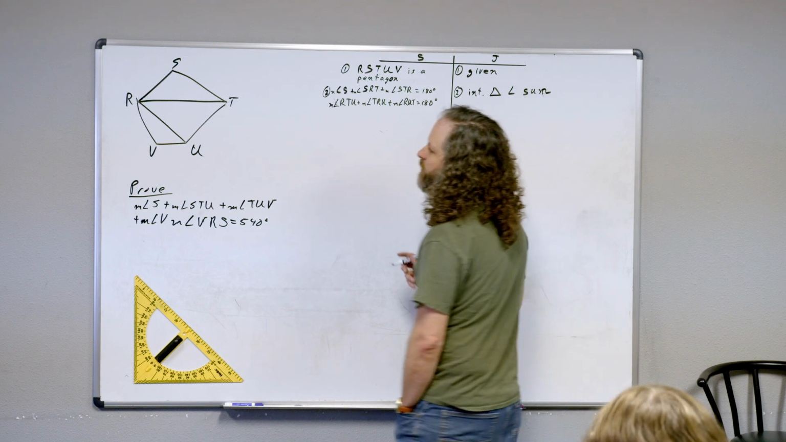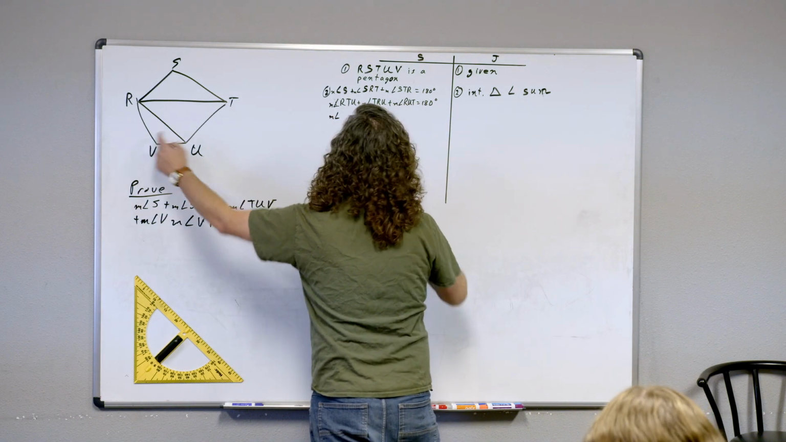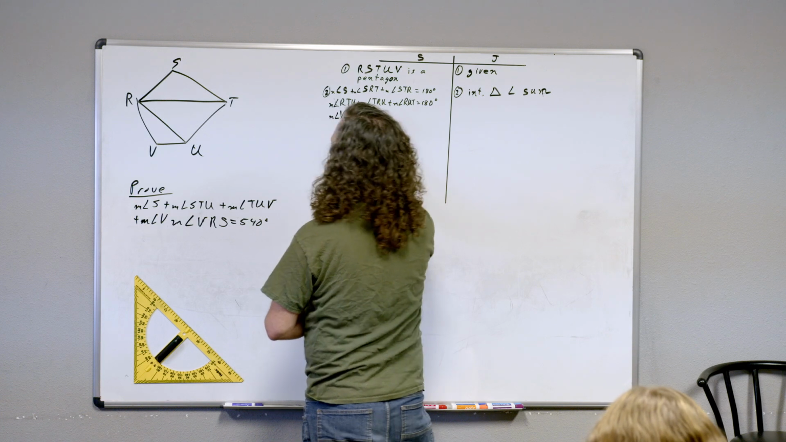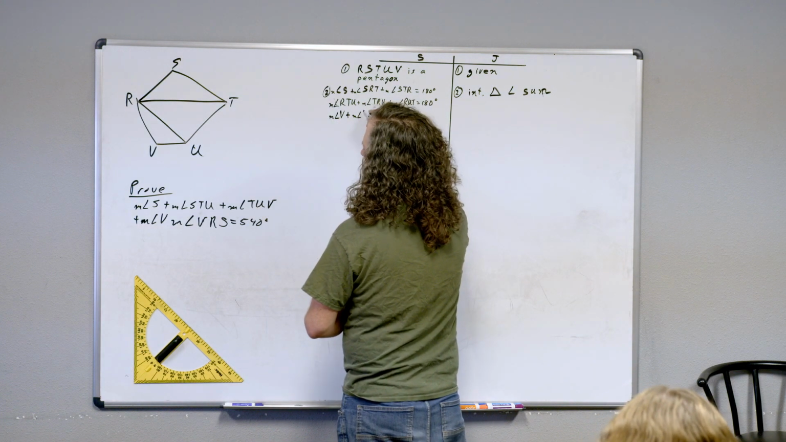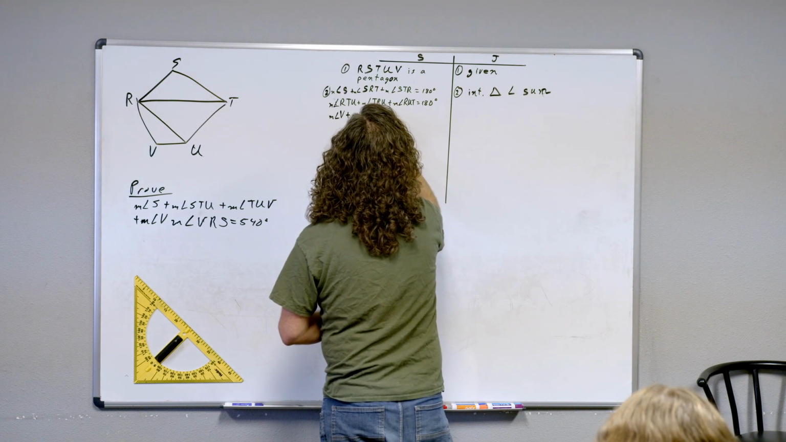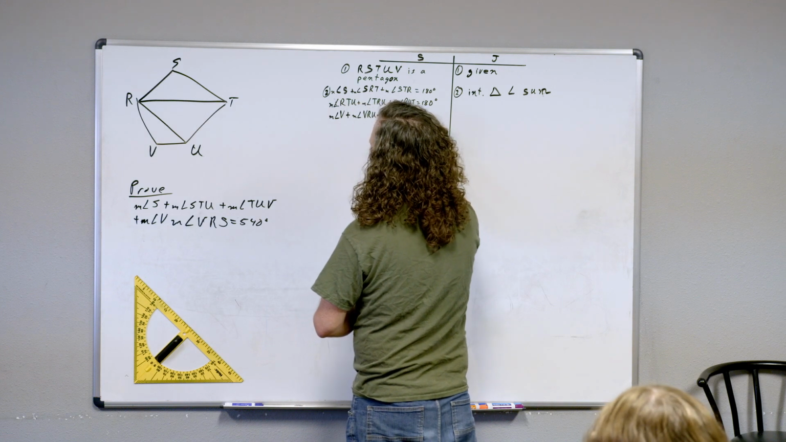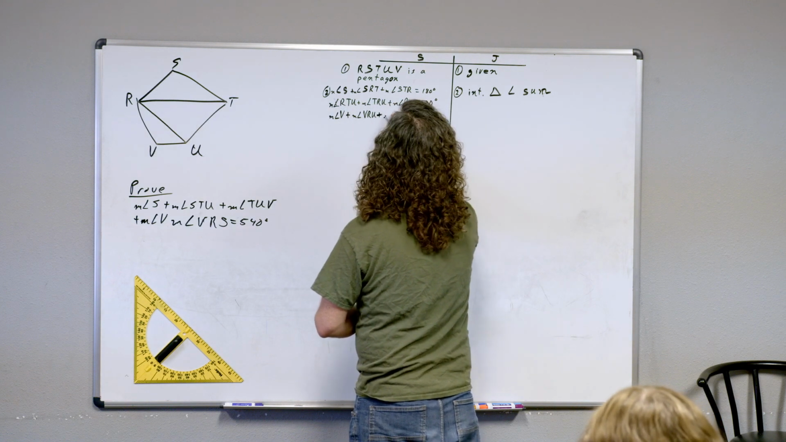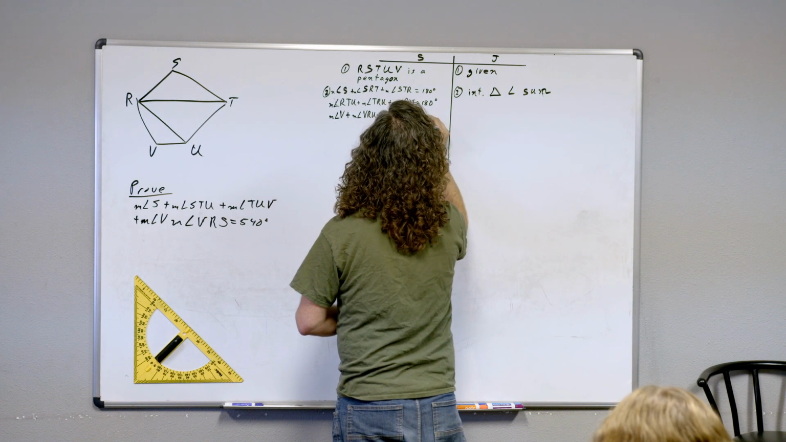And then the last one would be the measure of angle V. That one also just has one there, right? So that one we can just say by itself, plus the measure of angle VRU, plus the measure of angle RUV equals 180.